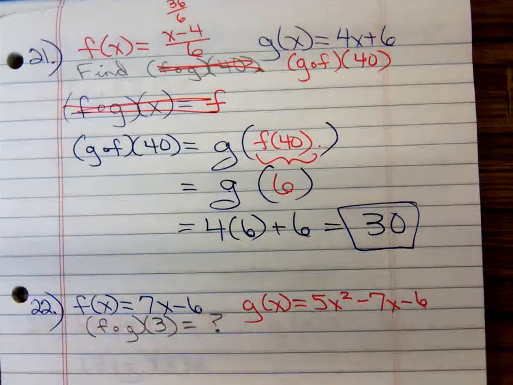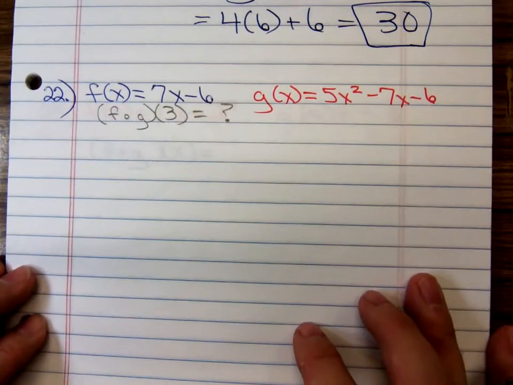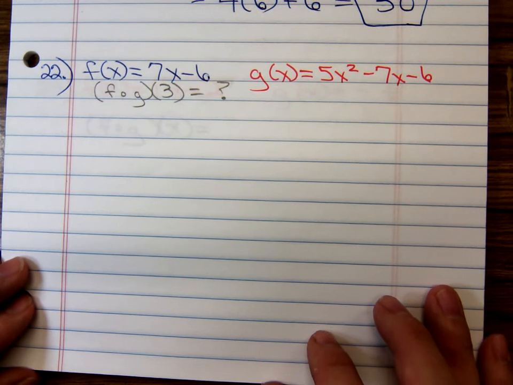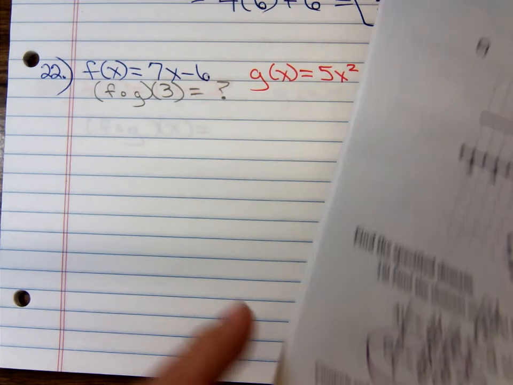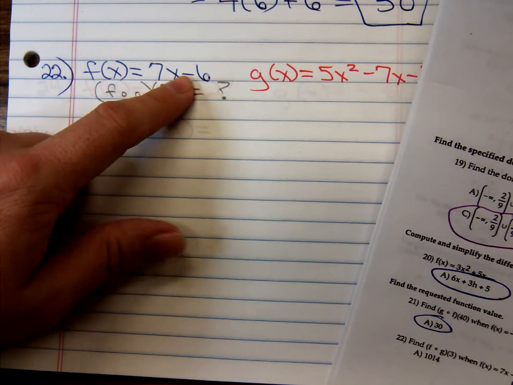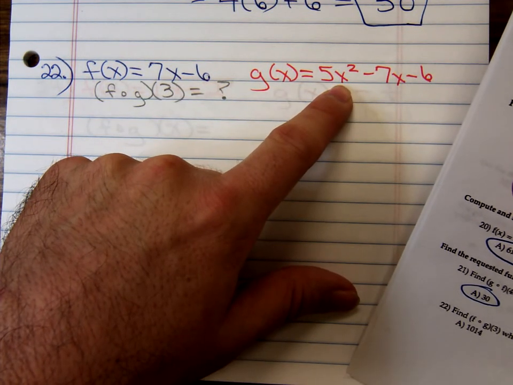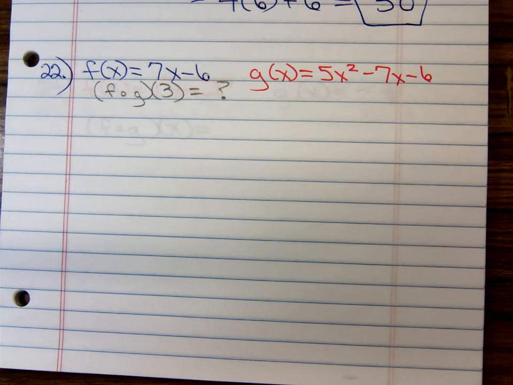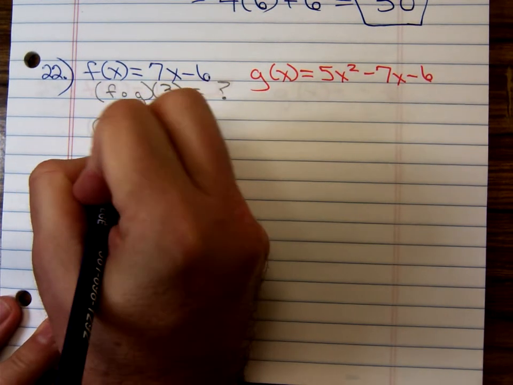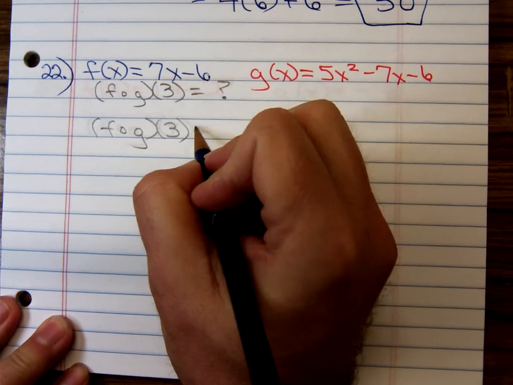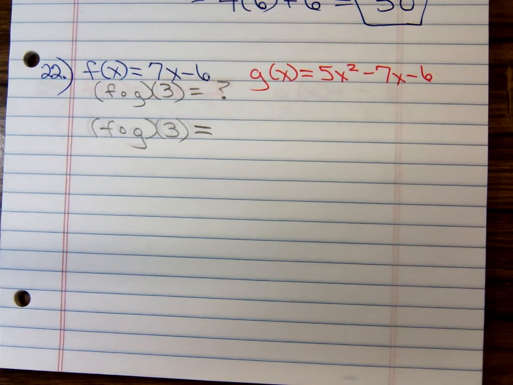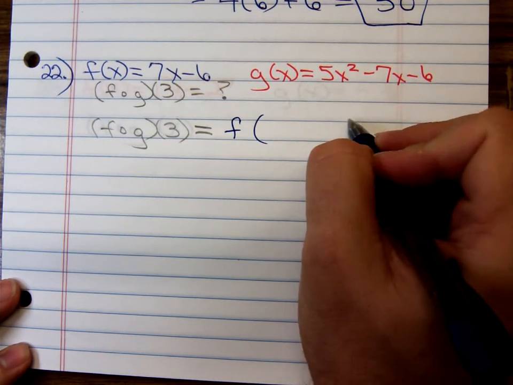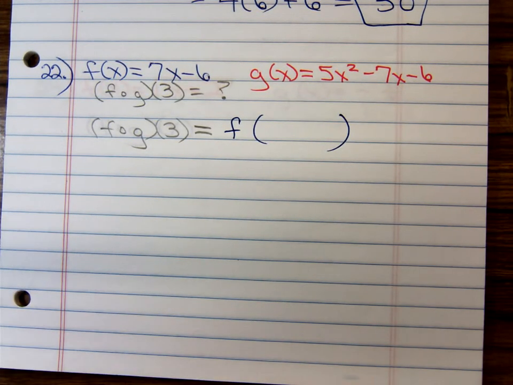And number 21, I better look and make sure that I wrote down the correct problem. Okay, so f of x is 7x minus 6. g of x is 5x squared minus 7x minus 6. They want me to find f composed with g. It looks like I wrote that one down correctly. So f composed with g of 3. What's my outer function? f is on the outside. What's on the inside? g of 3.